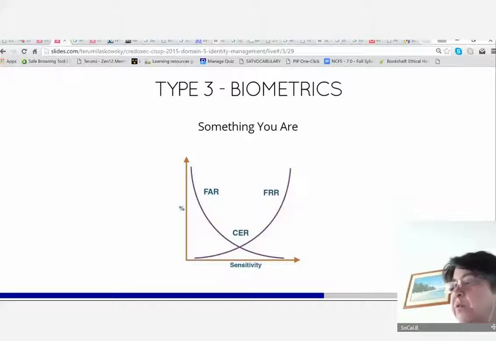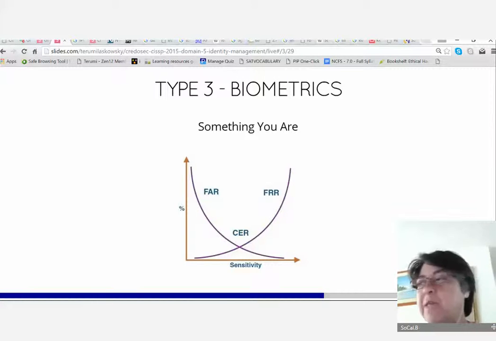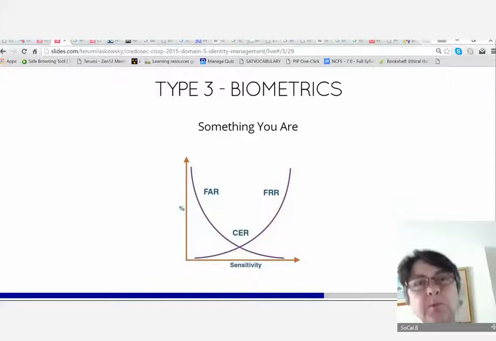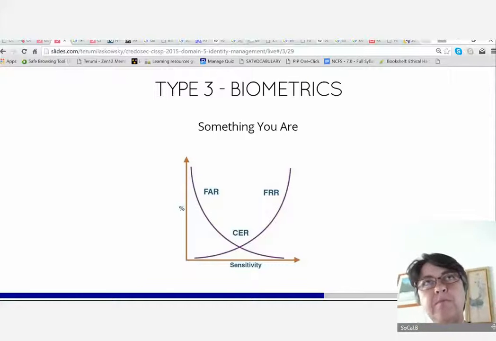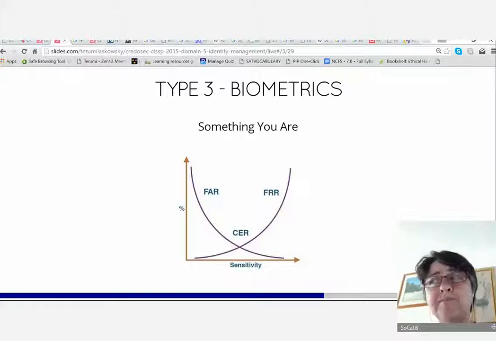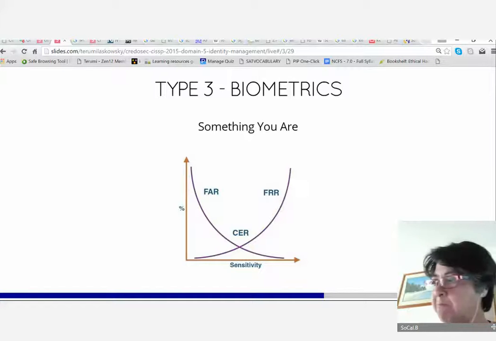Some devices are tuned that way. You could probably change the tuning on some, and some come in tuned in a specific way. If you're comparing which device to buy with the same money, and you have access to this type of curve for your device, you may be able to say, for the same money, this one is more sensitive, this one is less sensitive, this one is better bang for the buck. You may be able to make decisions based on that. So there you go. That is biometrics.